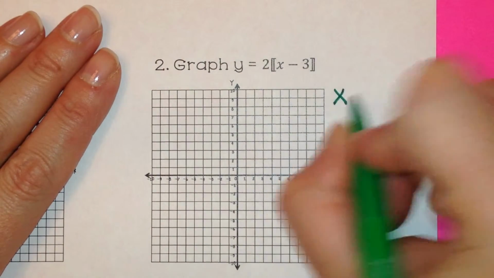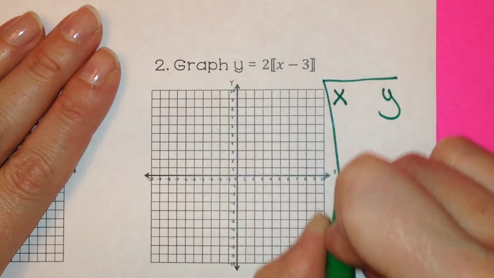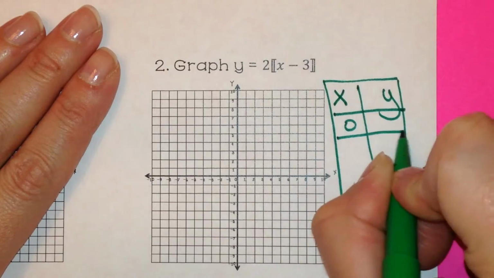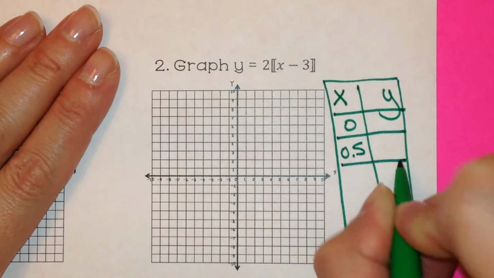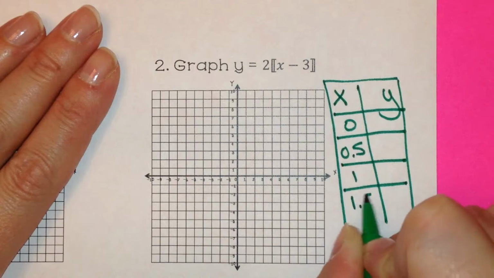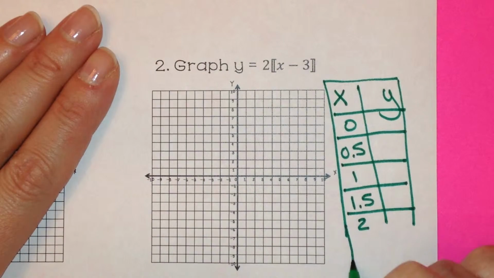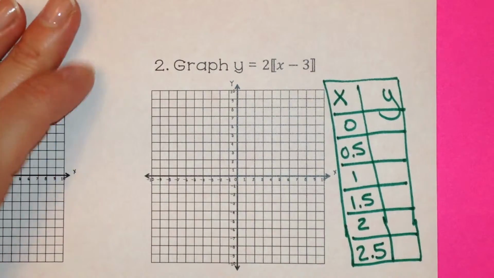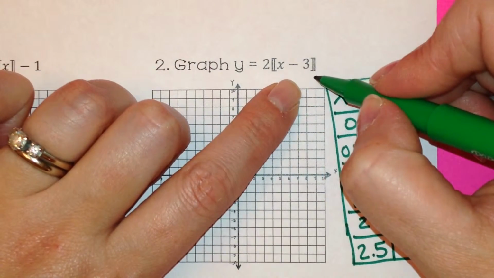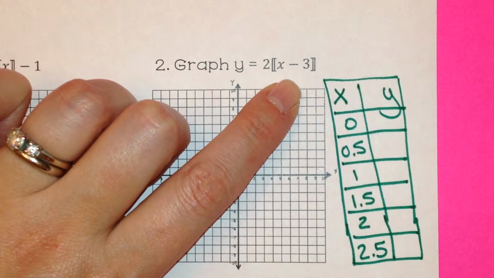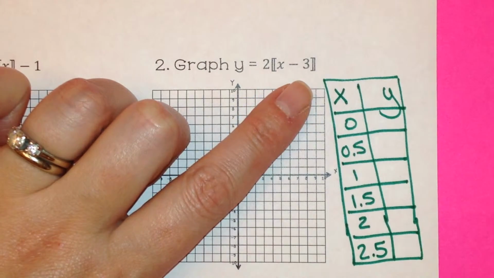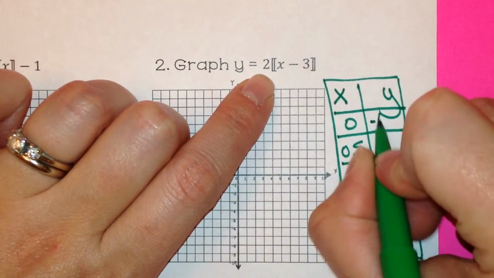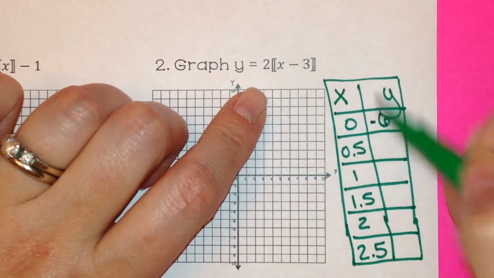Okay, again, we have x values and we get out y. Okay, I'm going to plug in 0, 0.5, 1, 1.5, 2, and 2.5. All right, plug in 0. 0 minus 3 is -3. Greatest integer of -3 is -3. -3 times 2, -6.